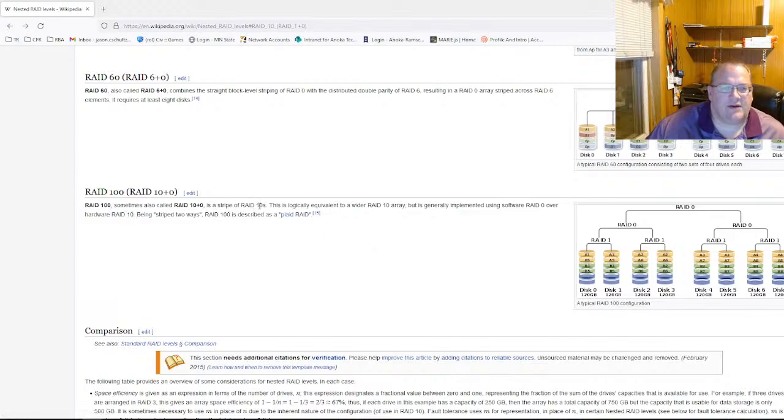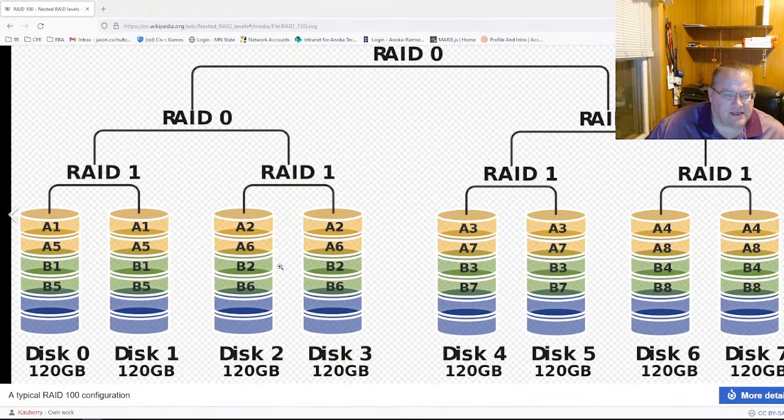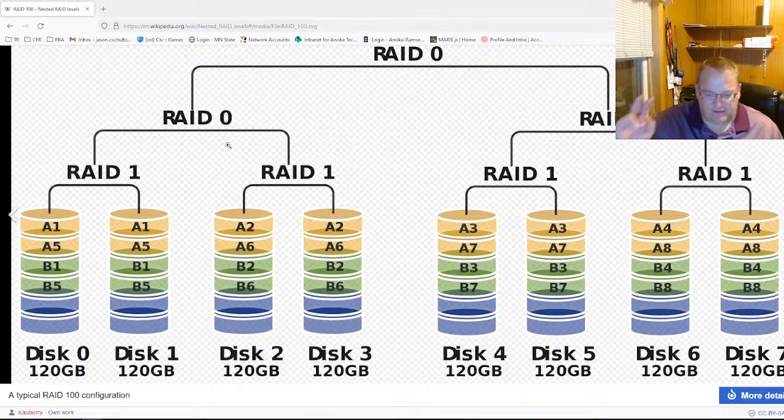It's a strip of RAID 1 zeros. Equivalent to the wider, okay. It's logically equivalent to a wider RAID 1 0 RAID, but it's generally implemented using software RAID 0 over hardware RAID 10. Oh, okay. That makes sense. So you would buy a RAID piece of hardware that has all of this together, and then you have another one that gets all of this together, and then another one, however many more you want to put in. So they come in clusters, which is also handy. Okay.